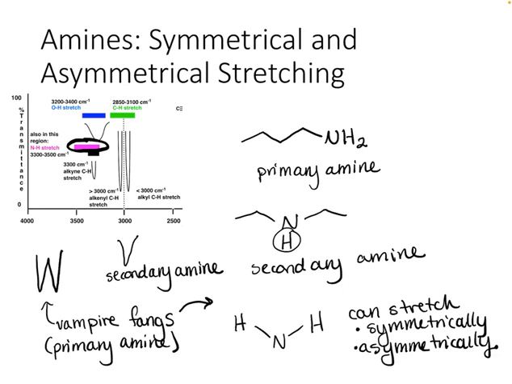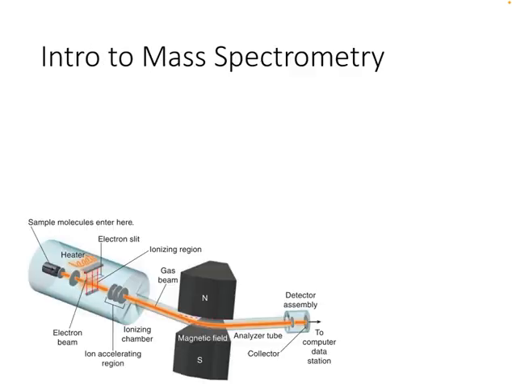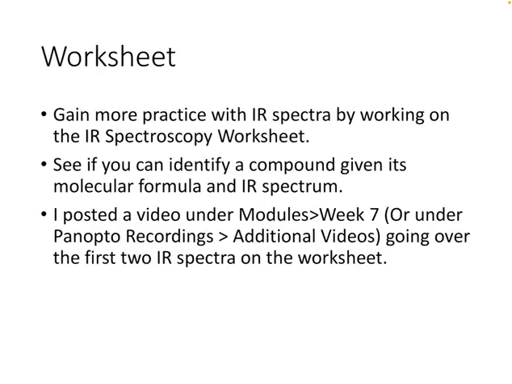All right, so in the next video, we're going to talk about mass spectrometry, and we're just going to introduce the topic and then we'll go into more detail. But I also wanted to let you know about a worksheet I posted where you can gain more practice with IR spectra. So that is called the IR spectroscopy worksheet. And it's a pretty long worksheet, but it's going to give you a lot of practice trying to identify compounds given the molecular formula of the compound and its IR spectrum. And then the key is also posted.